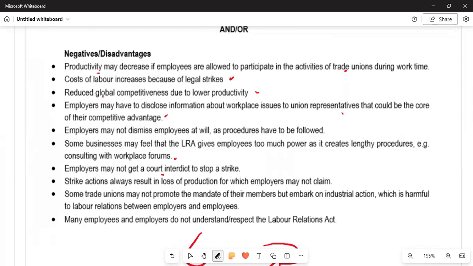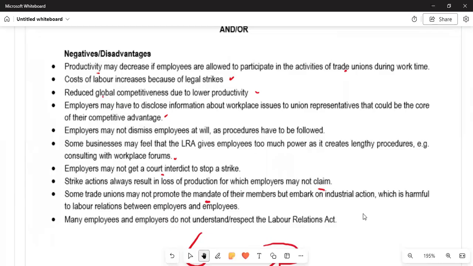And this is why you are finding this next point, saying that strike action will always result in lost productivity or production for which the employers may not claim. That is a negative aspect now. And then we are saying some trade unions may not promote the mandate. What is the mandate? We are saying that as an entity or as an organization, we are mandated to a certain task or activities, and we are mandated to certain things that can come to us. Let us not forget about that.